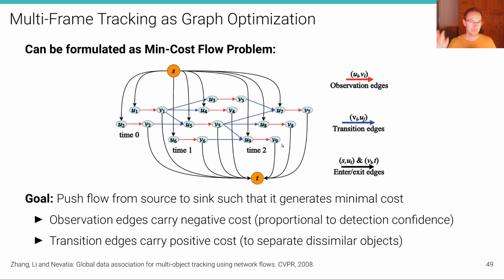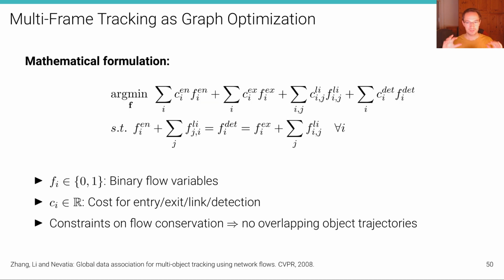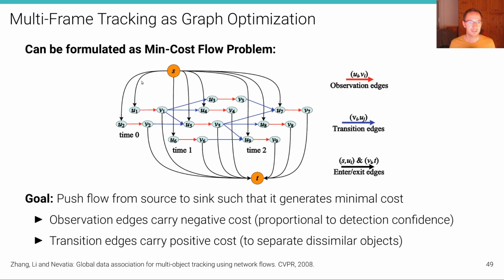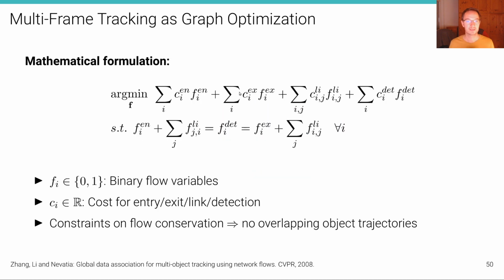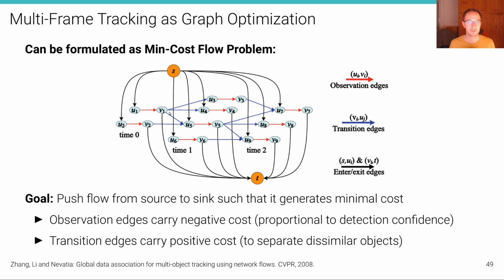So I'm not going to go very much into detail. This is just very generically the formulation of this problem. We have these binary flow variables f that can be 0 or 1, and there are these costs at each edge. So there's a flow variable and a cost variable at each edge. And there are entry costs, costs for starting a track. There are exit costs, costs for ending a track. And there are link costs and detection costs. Detection costs are the negative ones, and the link costs are the positive ones.